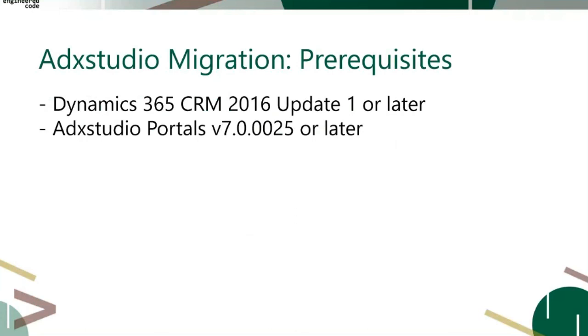So if you are on Adxstudio version 7.0.24 or earlier, hopefully you're not on version 6 or version 5 or 4, but I have run into those even now, people on older legacy versions. If you're in that unfortunate situation, the only supported upgrade path is to make sure that you upgrade all the way up to version 7 of Portals, and then you can proceed from there. So you just need to make sure you're on version 7.0.25.